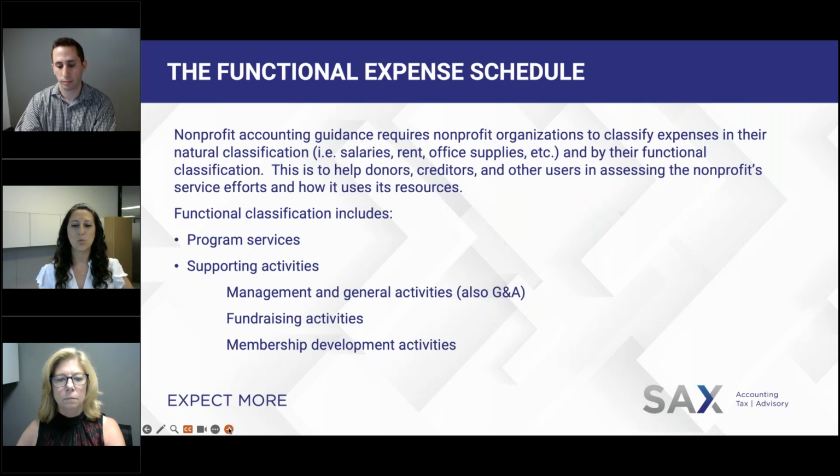And the whole reason why this functional expense schedule is applicable to nonprofits is to really help donors, creditors, and other users in assessing the nonprofit's service efforts and how it uses its resources. So I did take those words directly from the accounting guidance about the purpose of this schedule, but we know that there's really much more to assessing a nonprofit's service efforts and how it uses its resources.